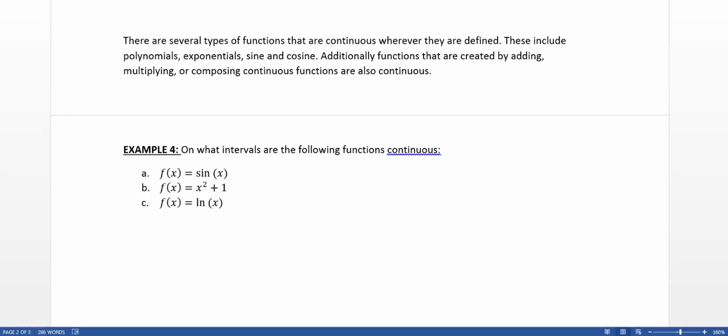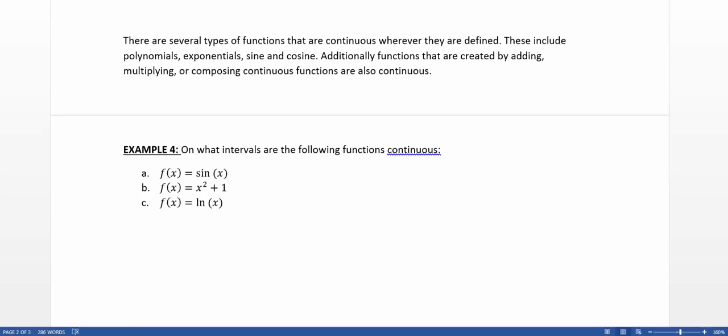It turns out that most of the functions that we're going to study in this class happen to be continuous wherever they are defined. These functions include polynomials, so that's your x squared, your x cubed, things of that sort. Exponentials, so e to the x, 5 to the x, 10 to the x, sine and cosine. Additionally, functions that are created by adding, multiplying, or composing continuous functions are also continuous.